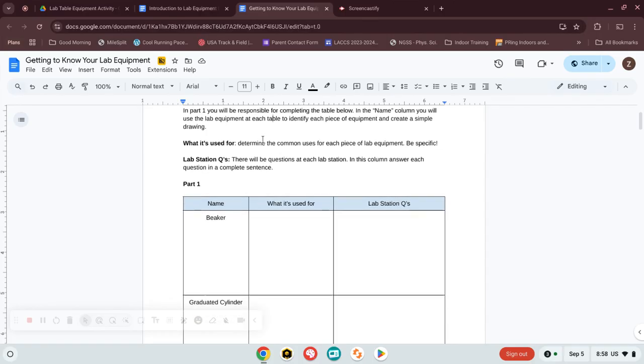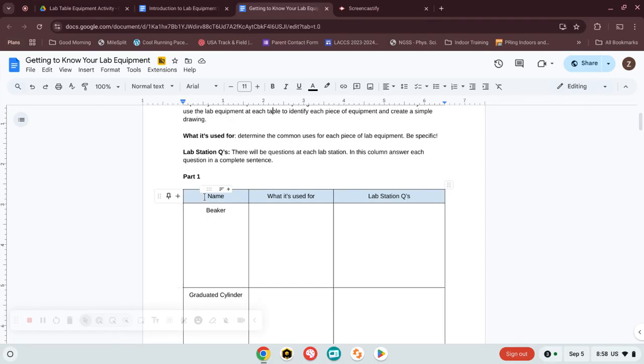You have a few things to do. So in this box right here, you're going to see a blank space where I want you to do your best to draw a simple little image. So once you figure out what the beaker is, I want you to draw a picture of a beaker.